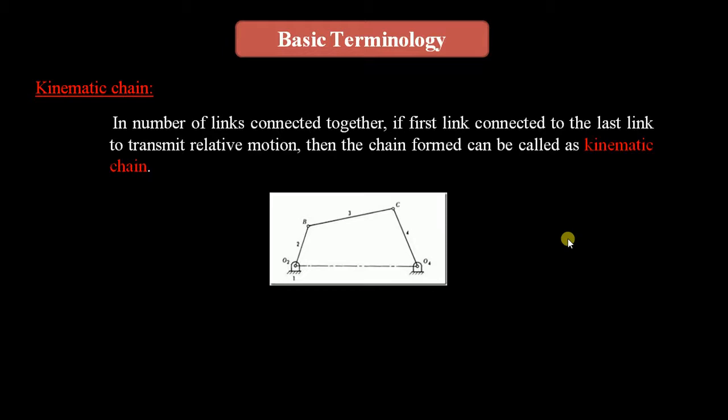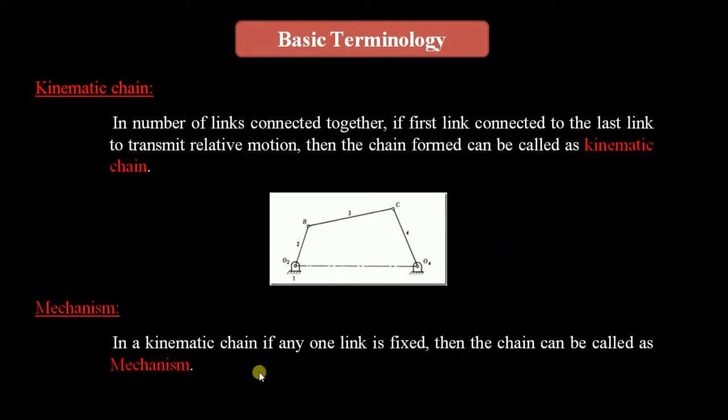At the same time we can give the definition for the mechanism also. From this kinematic chain we can produce the definition for the mechanism. In a kinematic chain, if any one link is fixed out of the four links, then the chain can be called a mechanism. Here I have already shown the first link fixed in position. When one of the links is fixed in a position, the kinematic chain can be called a mechanism. So this is about the basic terms required to understand the kinematics of machinery, and we have covered from link to mechanism here.